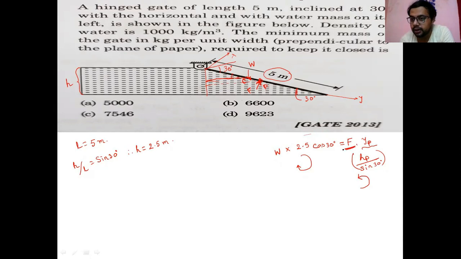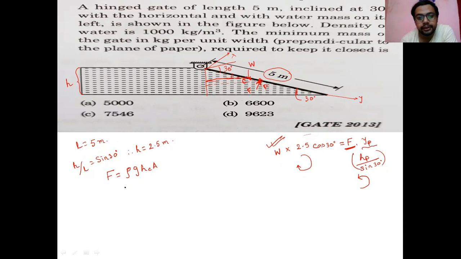If you have to calculate, first you have to calculate the weight. After getting the weight, it is easy to get the mass because weight is equal to m into g. That is the sense of the problem. So here, what is the force acting over the plate? The force is rho g hc into A.